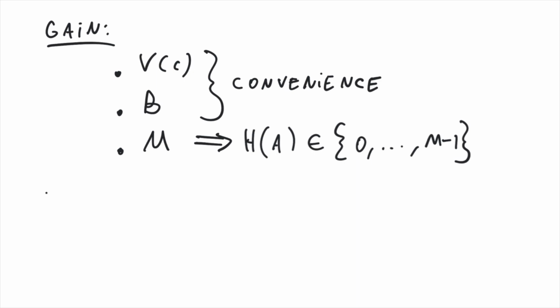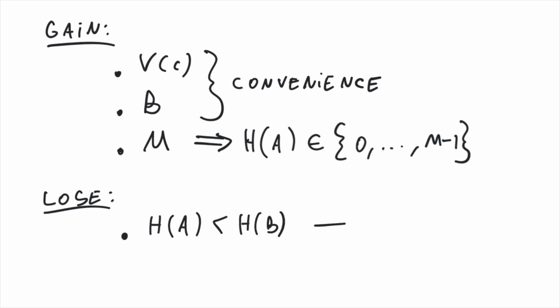Then, what did we lose? Because you always lose some things when you want to gain some others. Well, one thing we lost forever, and there's no question, is comparison. So before we had h(a) less than h(b) implied, and this was on both sides, a less than b. Now that we are generalizing our hash function, we won't have this property anymore.